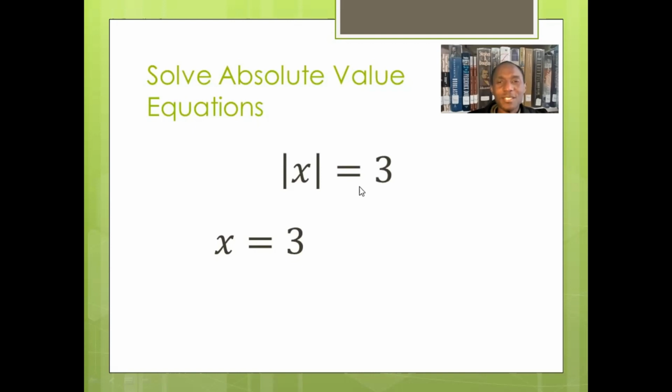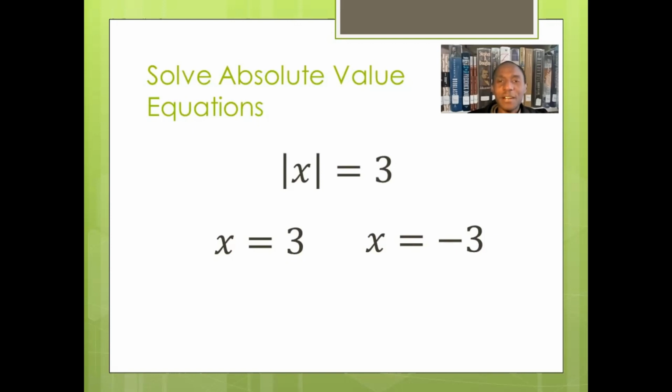But let's check out the next solution. That one is x is equal to negative 3. Because if we take the absolute value of negative 3, we get 3. So essentially, 3 and negative 3 are the solutions for this equation.